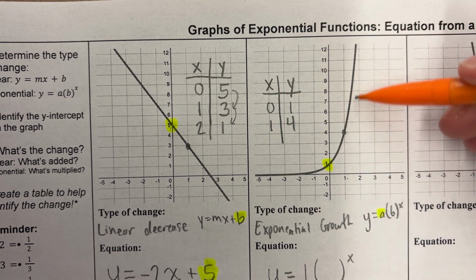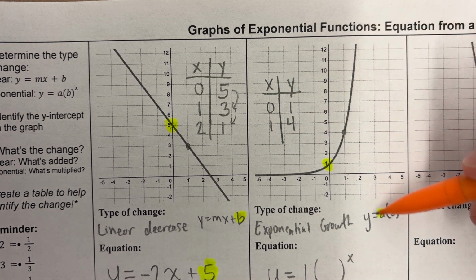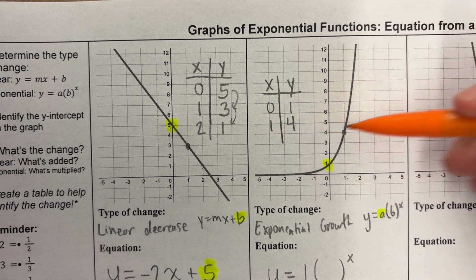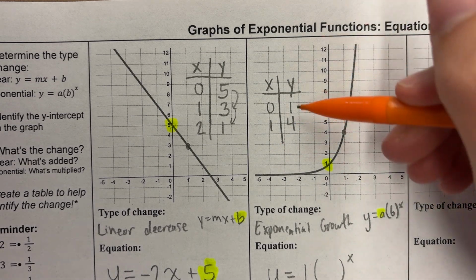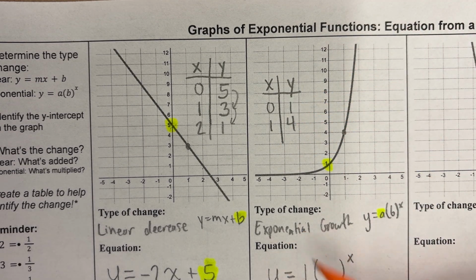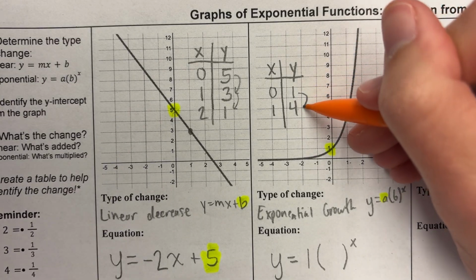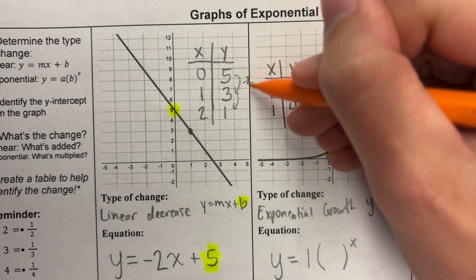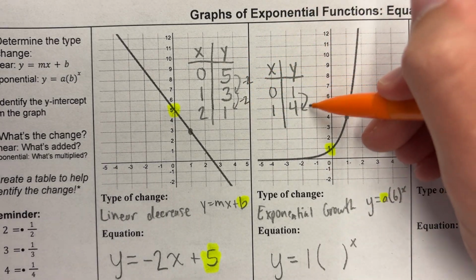Now look, when x is 2, ooh, it goes off the graph. So when x is 2, this is a pretty big number, bigger than 12. All right, let's see what's happening here. I know because it's exponential, I am multiplying. So the question is, what am I multiplying by? Right here, I was subtracting 2. What am I multiplying by?